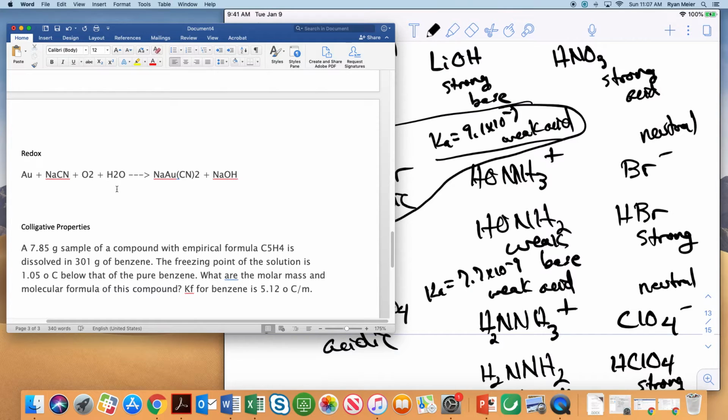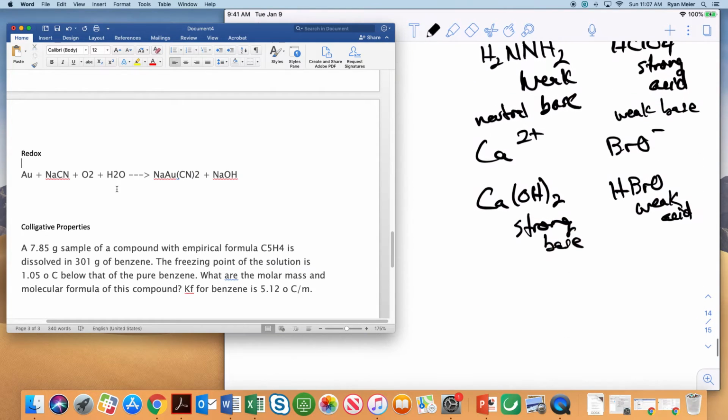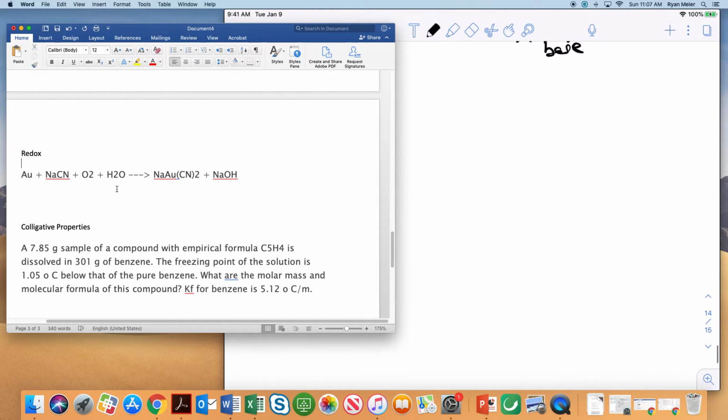So how do I identify that? Well, there's a few things going on here. First off, if I'm going to identify all my oxidation states, I'm just going to write out this reaction. So I have Au plus NaCN plus O2 plus H2O, making NaAu(CN)2 plus then sodium hydroxide, NaOH.